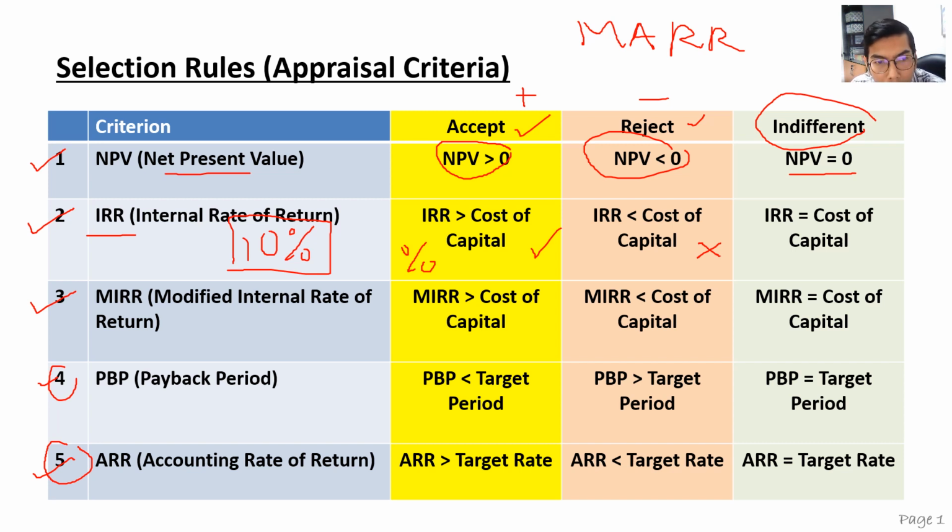The same goes for MIRR, modified internal rate of return, also based on cost of capital, also in percentage. If more than the cost of capital, you accept. Lower than the cost of capital, you reject.